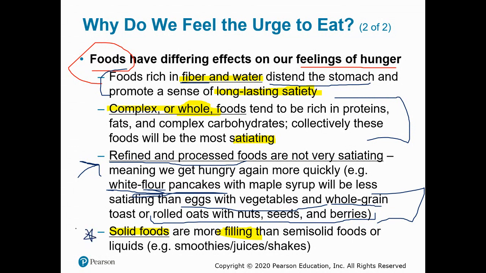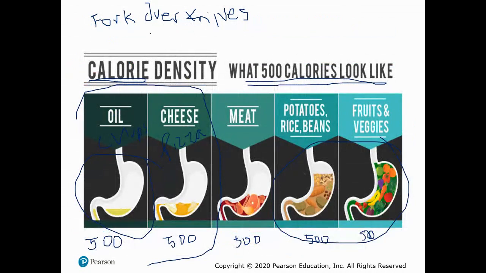Then one other important thing in terms of hunger and satiety, or really satiety, is that solid foods inevitably are going to be more filling and satisfying than semi-solid foods or liquids, right? So things like smoothies or pudding type things, juices or shakes, or any beverage that you drink that has calories. So any soda or alcohol or juice even, those are going to be much more similar to the left side over here, right?